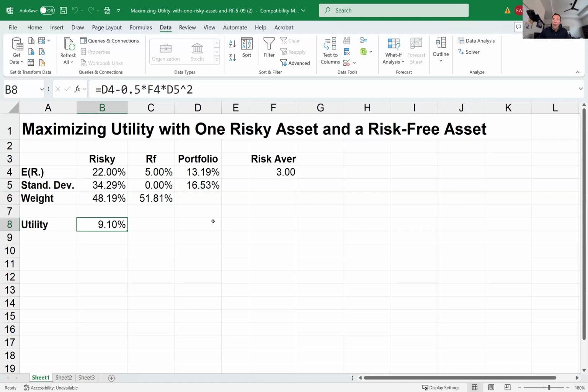So you can change this around, this particular spreadsheet, to change the level of A for the person. You can change the expected rate on the risky asset. You can change the risk-free rate. You can change the standard deviation on the risky asset. And then Solver will solve for you what is the optimal weight on the risky asset. And you can see it's got a whole lot of decimals there. It's just rounded to 48.19%. And then this is going to be the weight on the risk-free asset, 1 minus that. Okay, so hopefully this will help you to be able to work with this particular spreadsheet here.